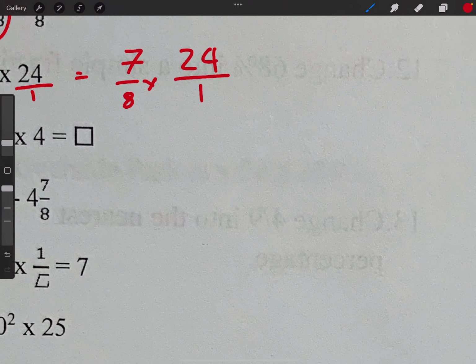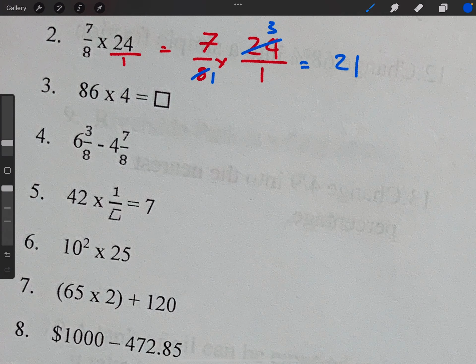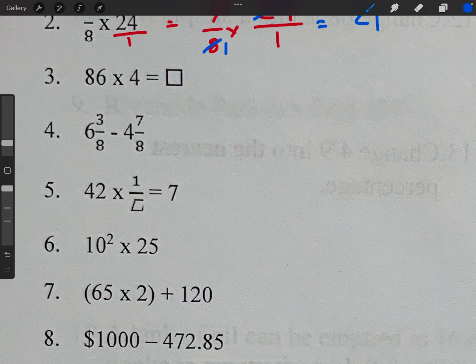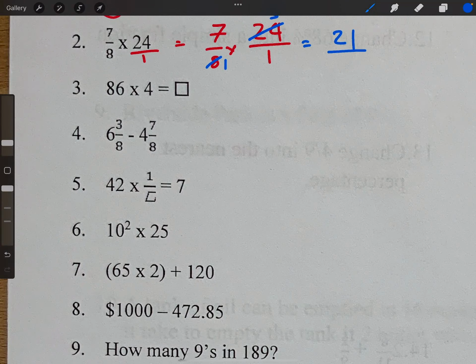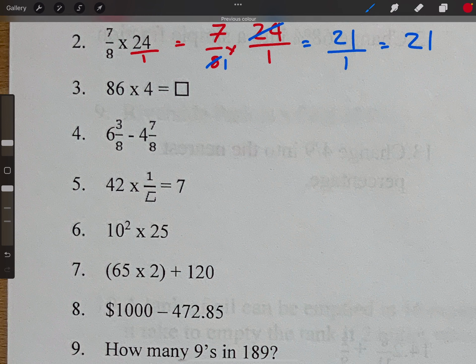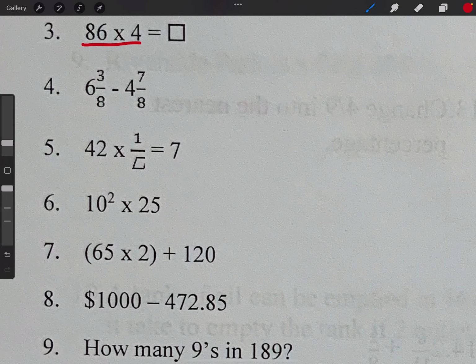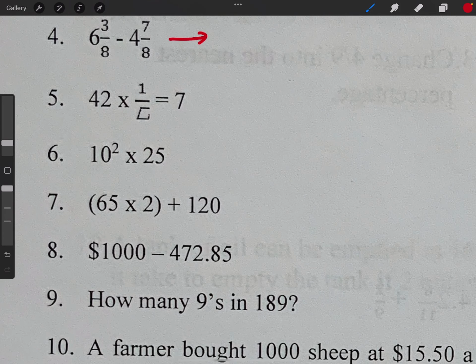Okay. Make sure to keep things simplified. So 8 and 24, we can do that as 1, and that's 3. 3 times 7, 21. There you go. And that's the answer there. Oh, and the bottom is 1. 1 times 1 is 1. But that's just 21 anyway. So, yes. Next one, you can work that out by yourself. This one, you can work it out by yourself.